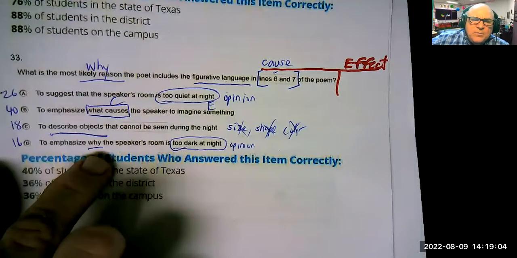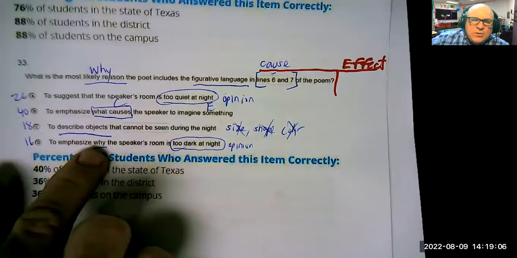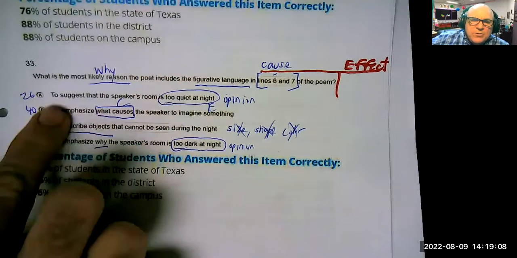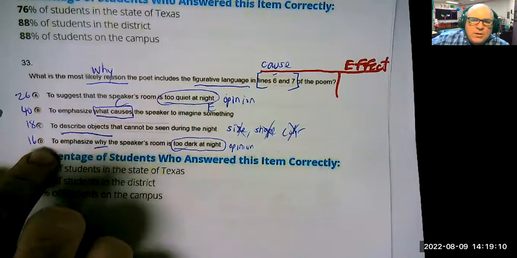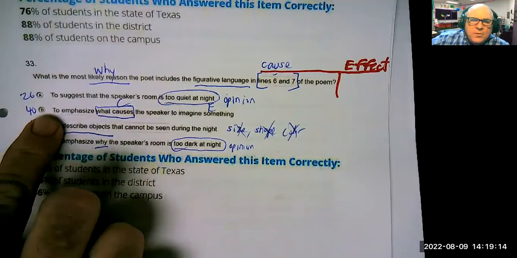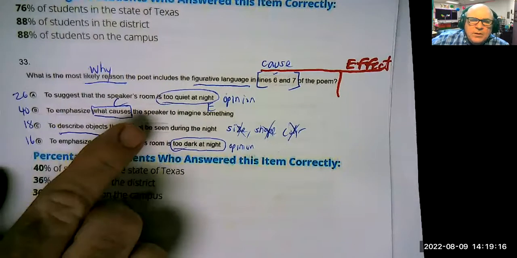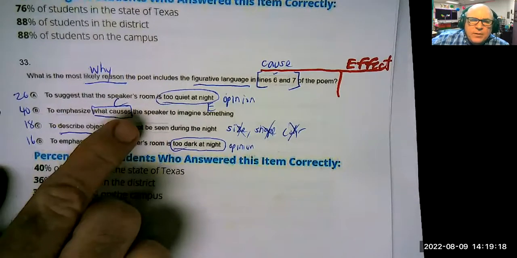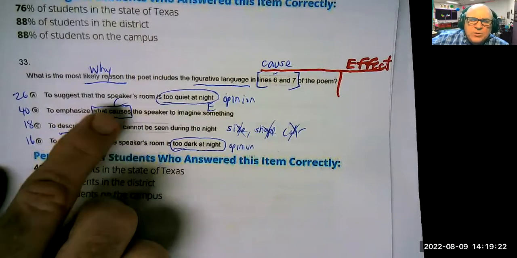As you can see, the biggest distractors, the correct answer is going to be B. What causes the speaker to start imagining something? In other words, the lines that we're going to look at. And then this one here, the speaker's room is too quiet at night.